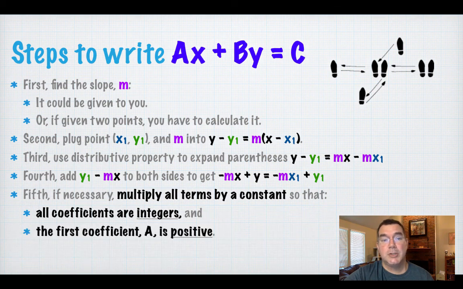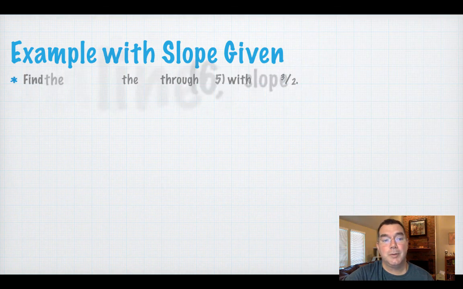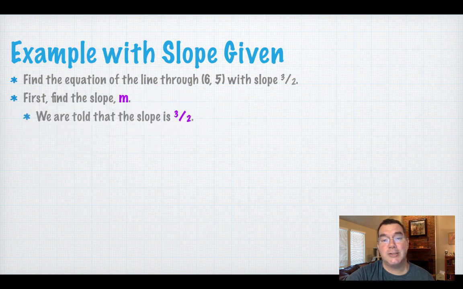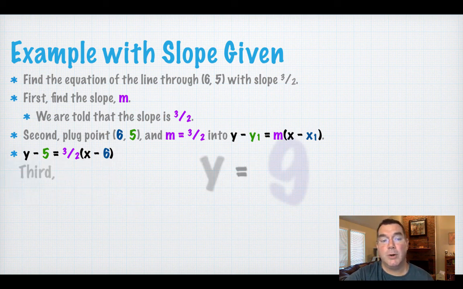All right, so let's talk about an example where the slope is given to you. I need to find the equation of the line through (6, 5) that has a slope of 3/2. First I need to find the slope, but I'm already told that it's 3/2, so that part's done. Now I need to plug the point (6, 5) and the slope of 3/2 into point-slope form. When I do that, the equation becomes y minus 5 equals 3/2 times (x minus 6). So now it's in point-slope form, and I need to convert it to standard form.